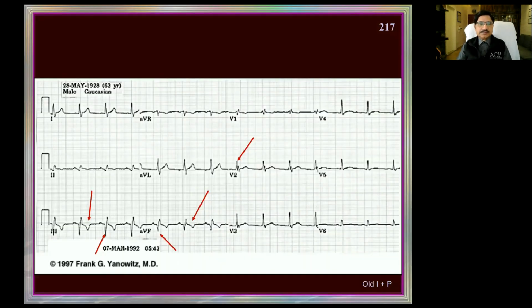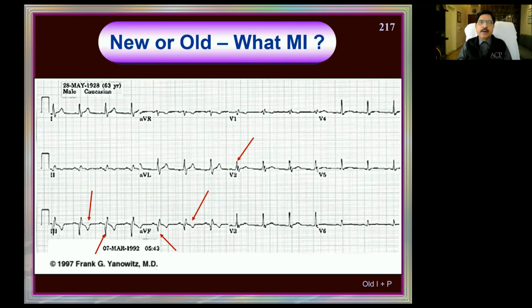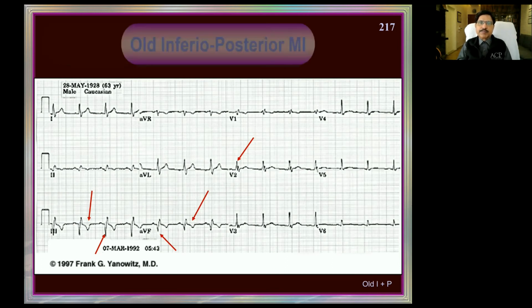What is this? So there is a typical RSR-like pattern. There is an R wave here, and the T waves have become normal. Here also the Q waves are there, and the T waves are becoming normal. T waves are inverted, ST is normal. This is an old inferior infarct with old posterior infarct. Old inferior posterior infarct, no acute ST changes. Of course, the patient is stable and the enzymes are not raised.